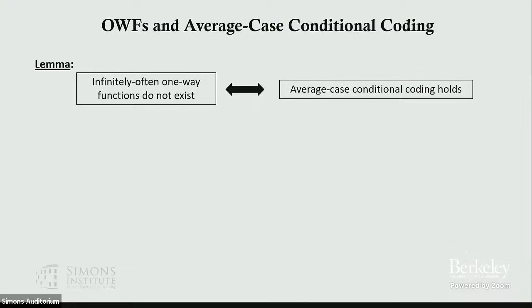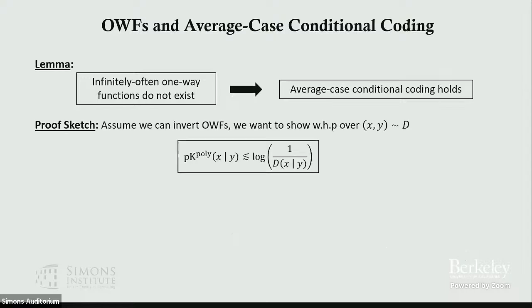So now we have shown average case conditional coding is equivalent to average case symmetry of information. So it remains to show the equivalence between the nonexistence of one-way functions and average case conditional coding. We're going to do one direction, so let me try to give a high-level description of the proof of the forward direction. So assume that we can invert one-way functions almost everywhere.